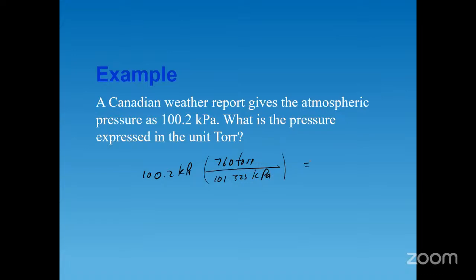So let's do this calculation. 100.2 times 760 divided by 101.325. And according to my calculation, and please tell me if I'm wrong, I got, rounded off, 751.64. And that's what I got. All right. Any question about this? Any questions? No questions?